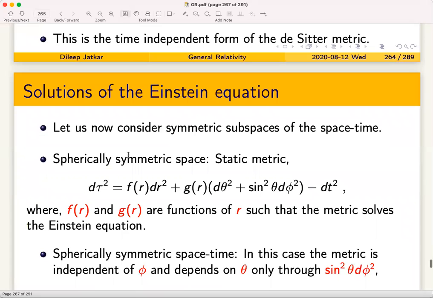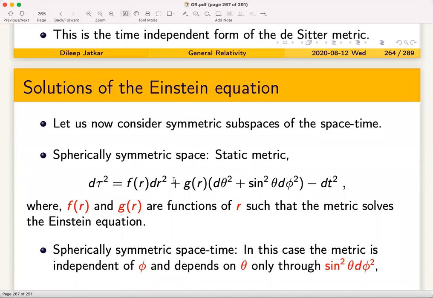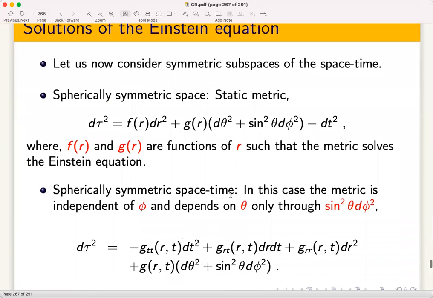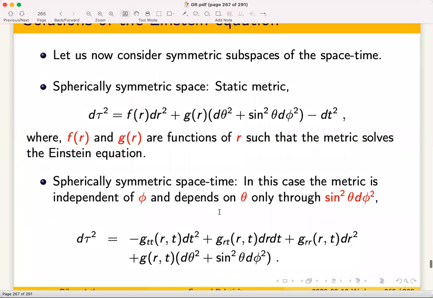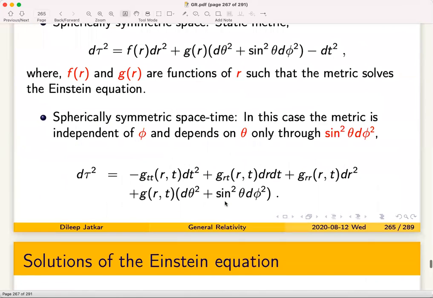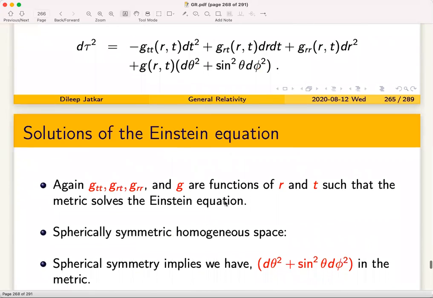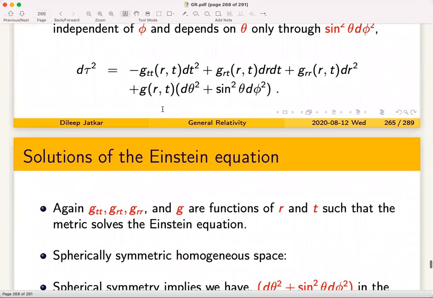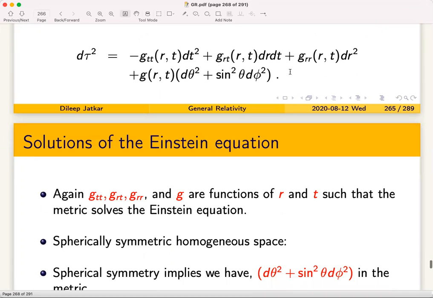The next thing that we looked at was spherically or maximally symmetric subspaces, and one of them was a spherically symmetric space. In that case, we could reduce the metric to a form where spherical symmetry tells us that the metric components would be functions only of r and t, but not functions of theta and phi, except of course the metric on the sphere, which has a very specific sin squared theta dependence. All other GTT, GRT, GRR are functions of only r and t.